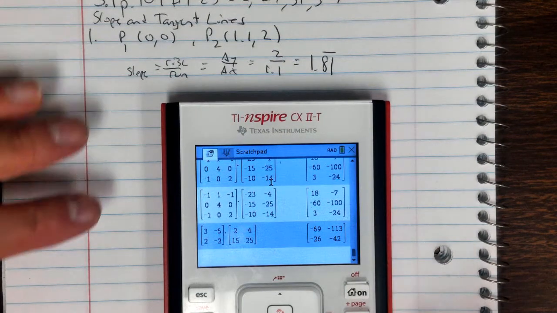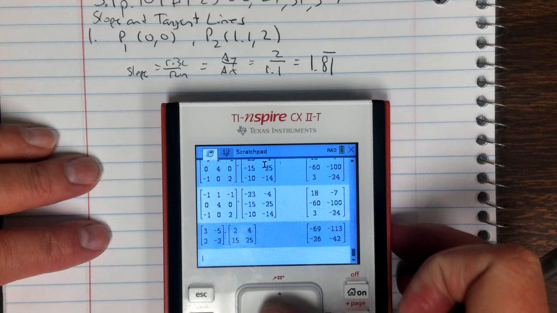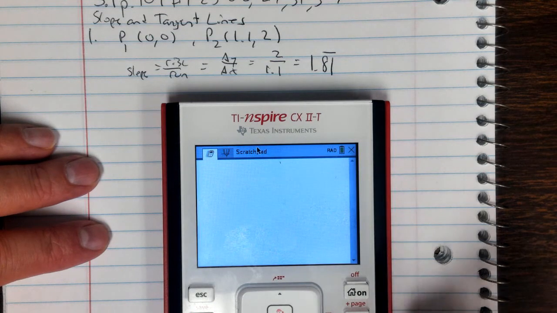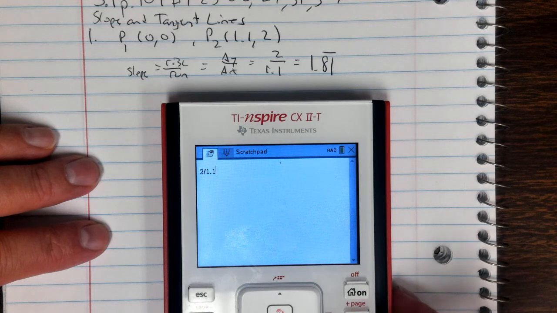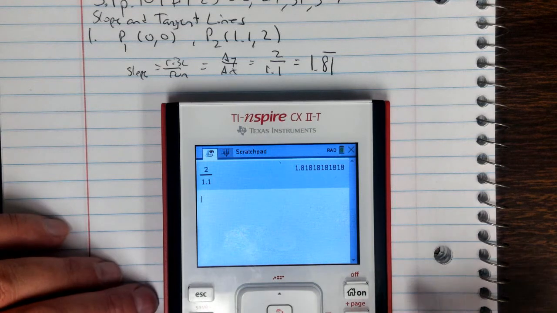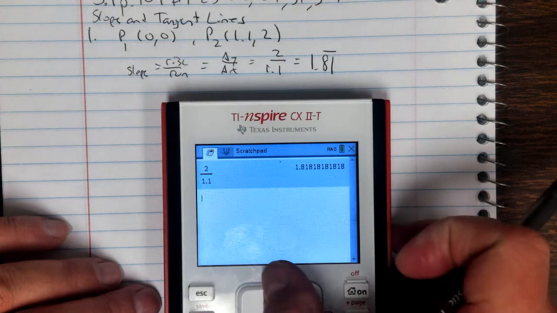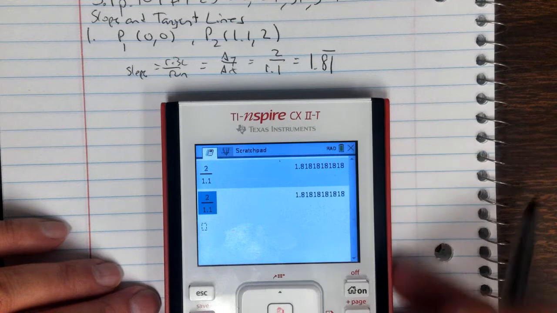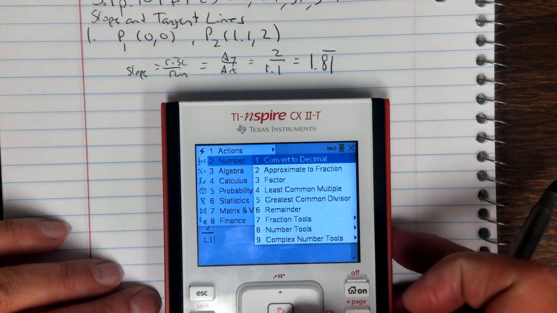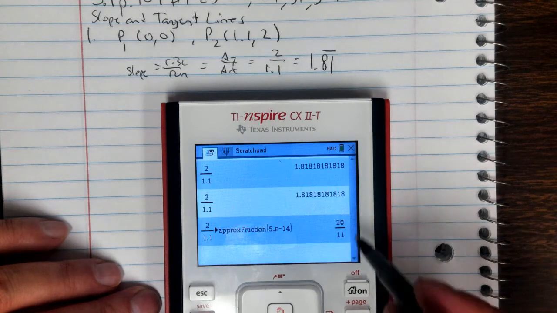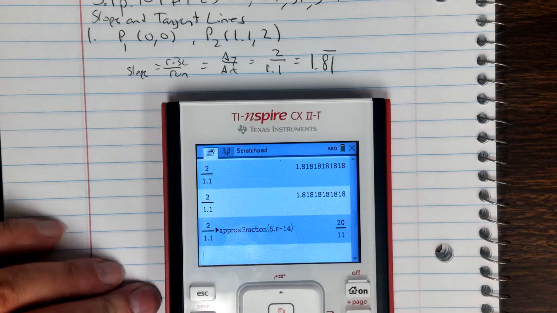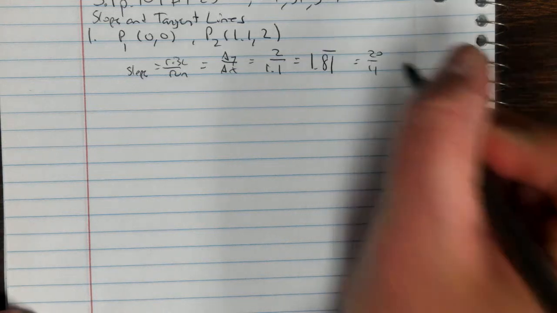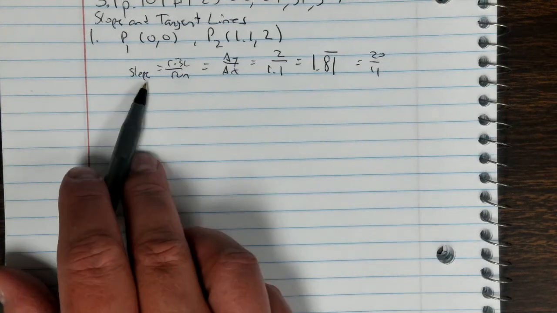So to show you that, we have, clear this out. 2 divided by 1.1, control enter, and so that's that. If I just try to make it a fraction, let's see what happens. Menu, number, fraction. That would have been 20 over 11 because you just move the decimal place over. So that's number 1.